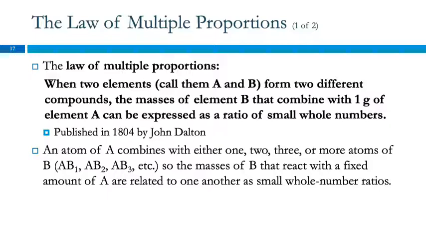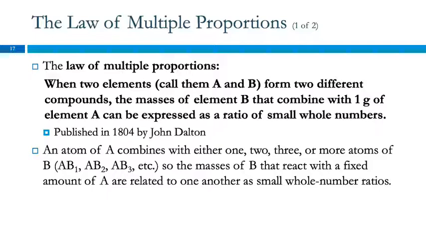So when 2 elements, we're just going to call them A and B, when 2 elements form 2 different compounds, the masses of element B that combine with 1 gram of element A can be expressed as a ratio of small whole numbers. This was published in 1804 by John Dalton. The idea here is that in a compound, if you have 1 atom of A, it could combine with 1 atom of B, or 2 atoms of B, or 3 atoms of B, but you can't combine with like half an atom, right? It has to be entire atoms.